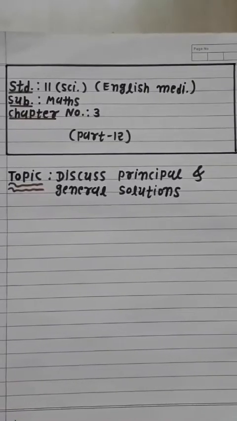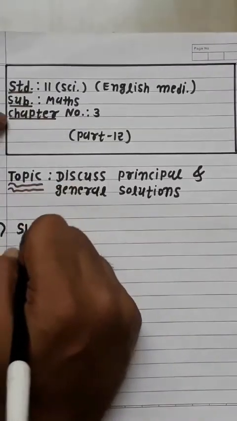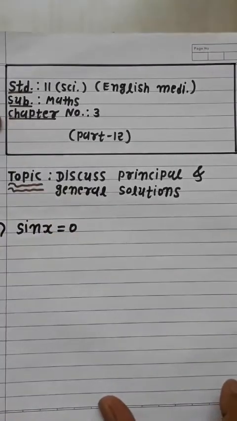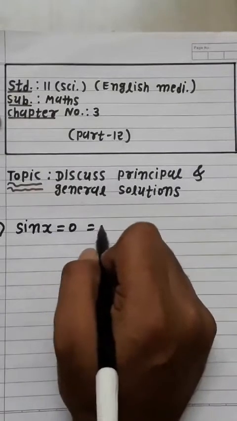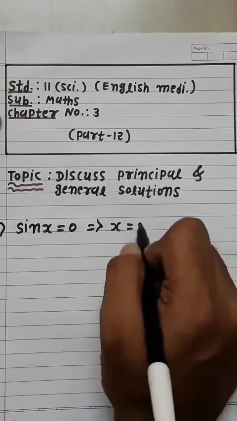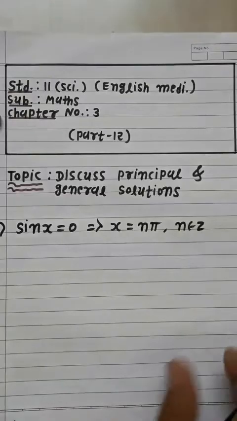Good morning. Today we are going to discuss principal and general solution of trigonometric equation. But first of all, let us discuss some formulas related to this topic. So first result, suppose sin x is equal to 0 is present. Then the general form of x can be written as n pi, where n belongs to Z.